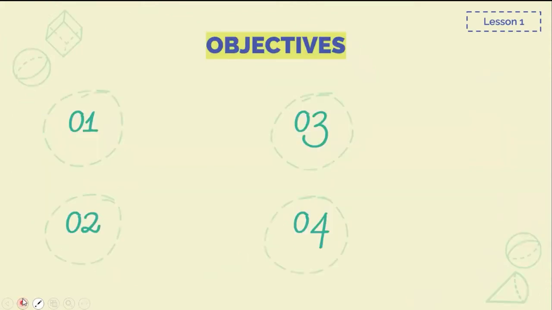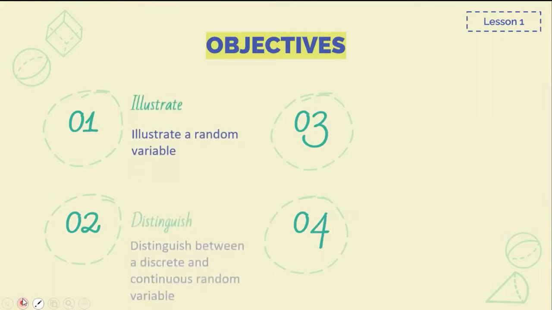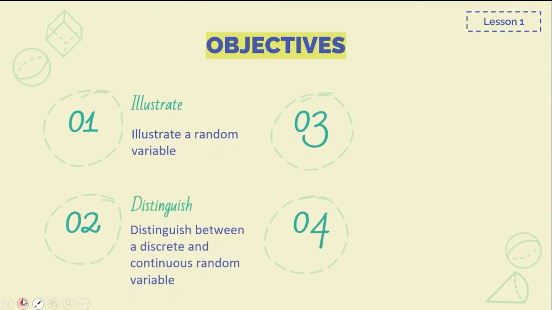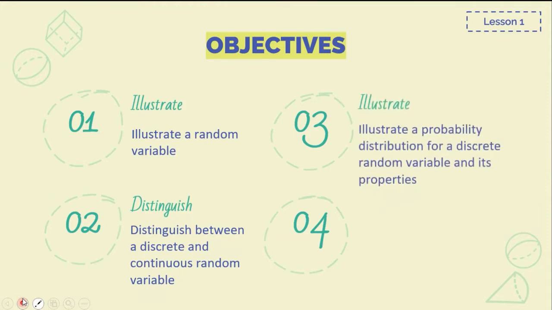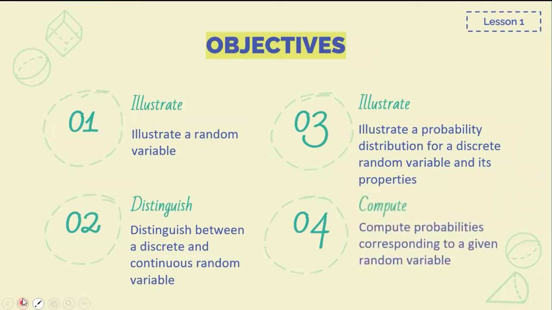At the end of this tutorial, the students are expected to illustrate a random variable, distinguish between a discrete and continuous random variable, illustrate a probability distribution for a discrete random variable and its properties, and compute probabilities corresponding to a given random variable.